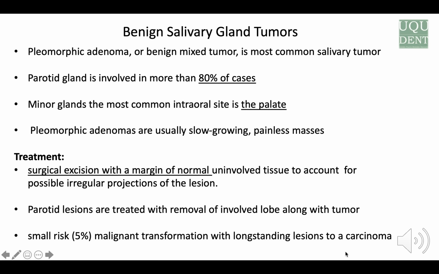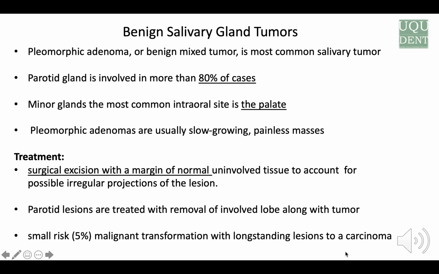We'll talk about the benign salivary gland tumors first. The most common one is the pleomorphic adenoma. You can also call it benign mixed tumor. The parotid gland is involved in more than 80% of the cases. In the minor salivary glands, the most common area is the palate. Pleomorphic adenomas are usually slow-growing painless masses. So since it is benign, it behaves in a benign way.